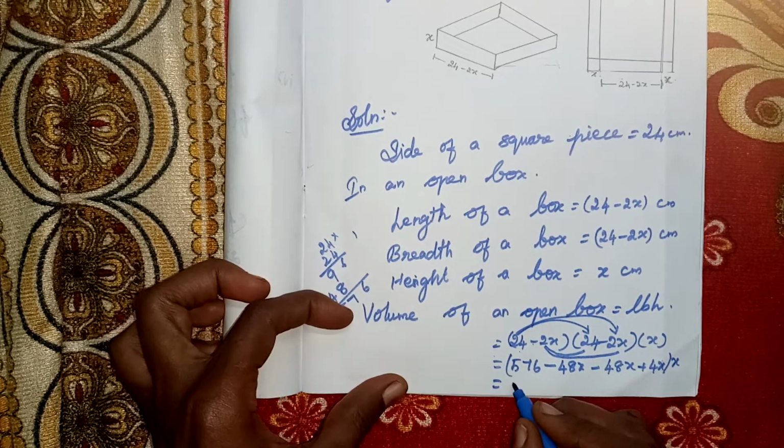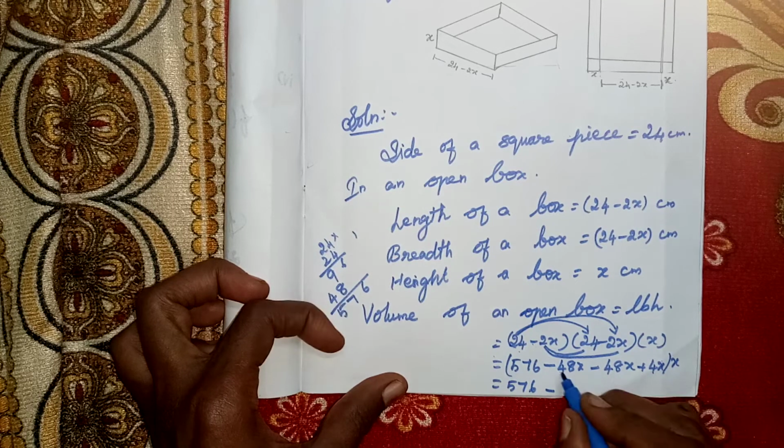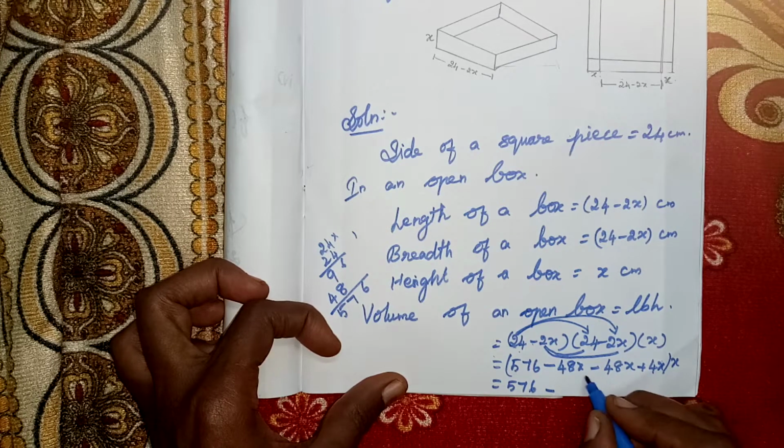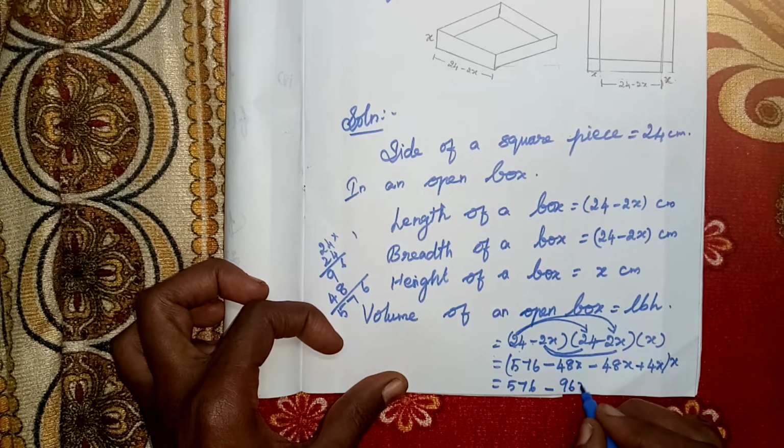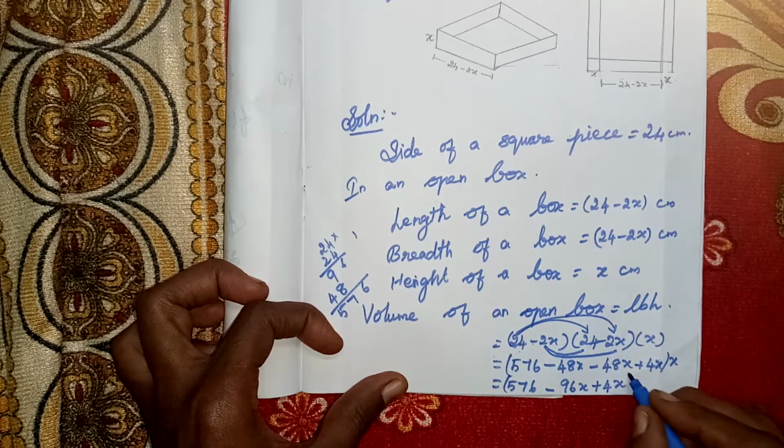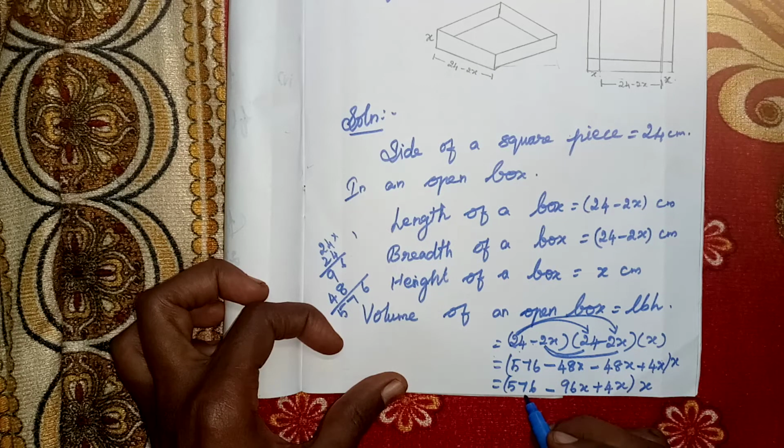Now, 576 minus 48x minus 48x. Both also we can add. So, what will we get? Minus 96x plus 4x into x. Okay, 576 minus 96x plus 4x into x.